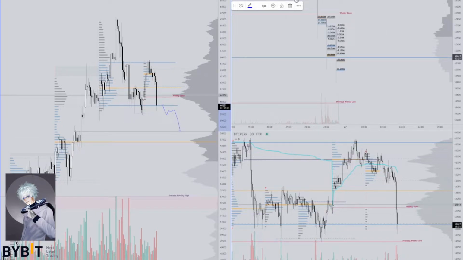So I think if this level doesn't hold right here, this area between the naked POC and this little volume node is probably going to be a good area of support. So that's where I'd be looking for the next trade opportunity if this doesn't hold here. But like I said, we're just going to let this develop and see how it goes.